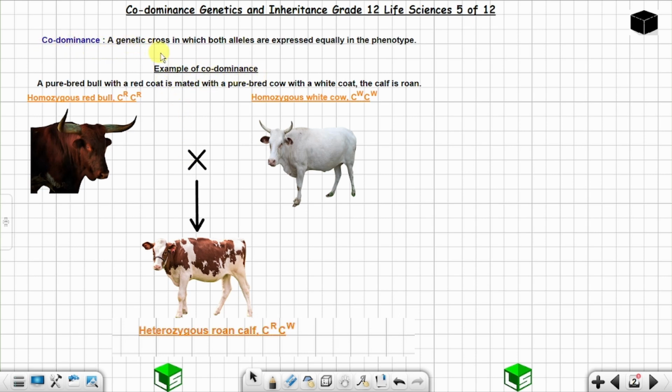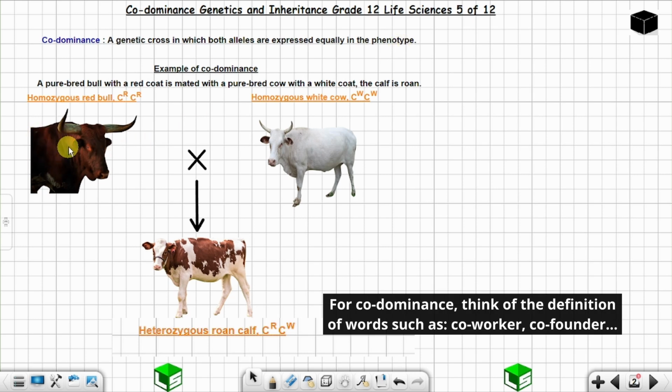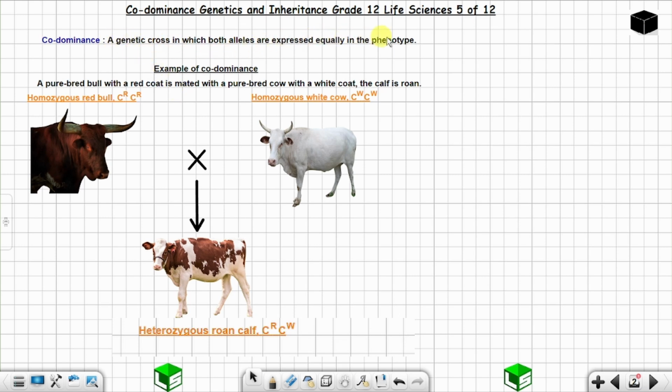Codominance is a genetic cross in which both alleles are expressed equally in the phenotype. You have the allele for red coat and the allele for white coat, and they are both expressed in the offspring, in the calf. No allele is dominant over the other, so they are both codominant to each other. They are both expressed, as you can see from the definition. So this is codominance.